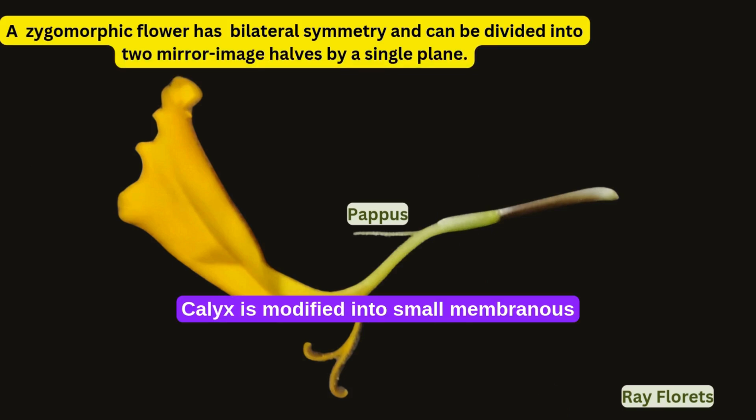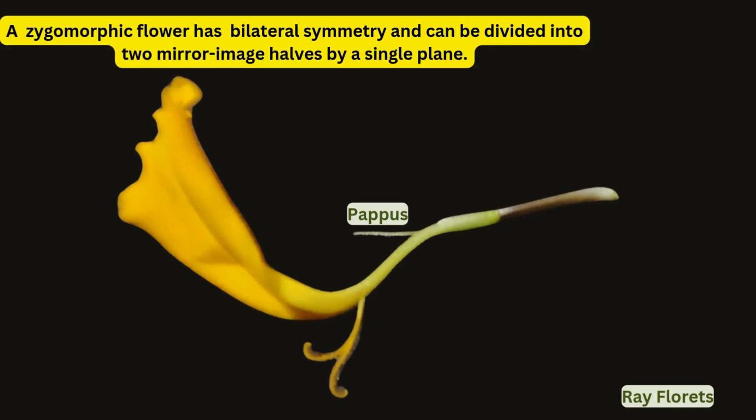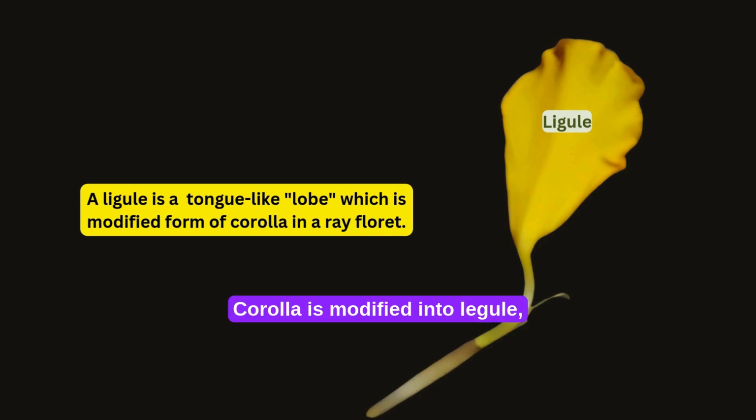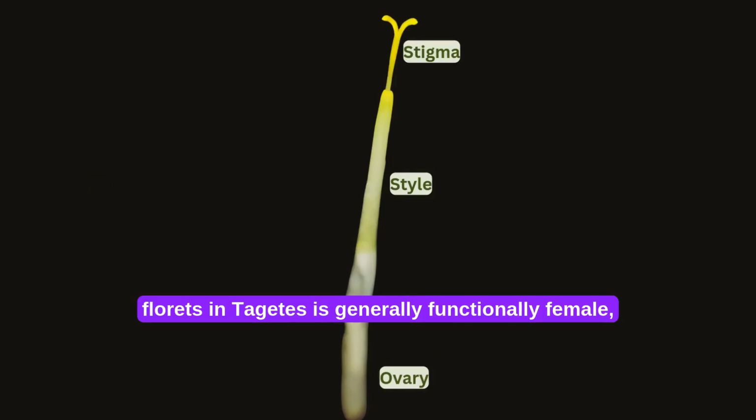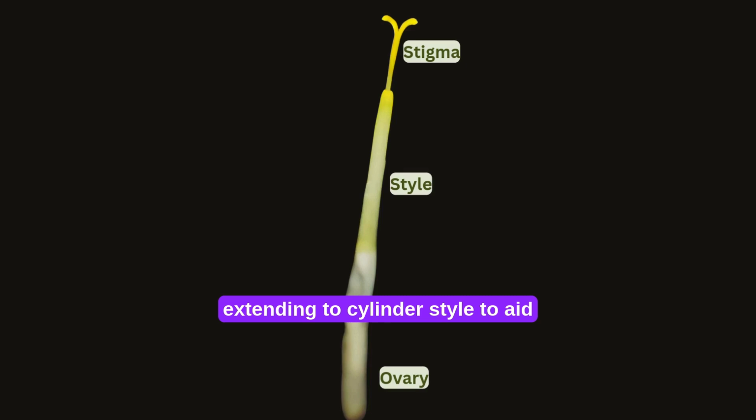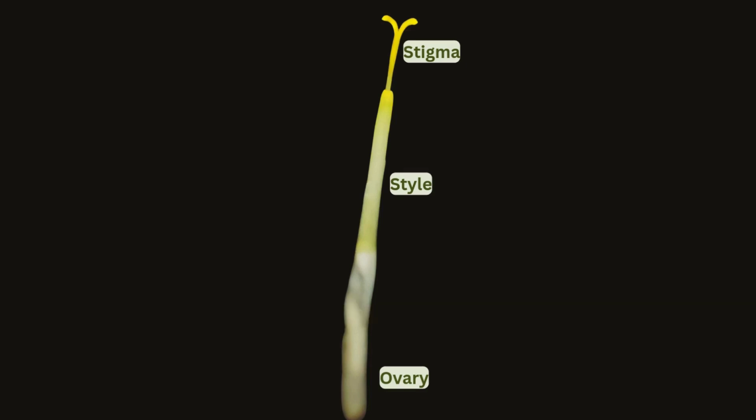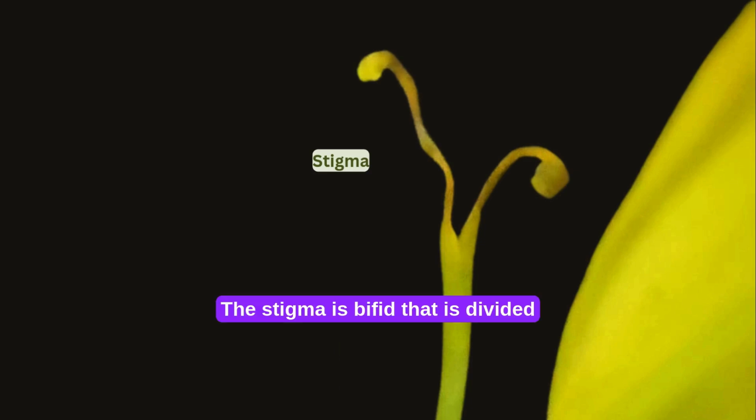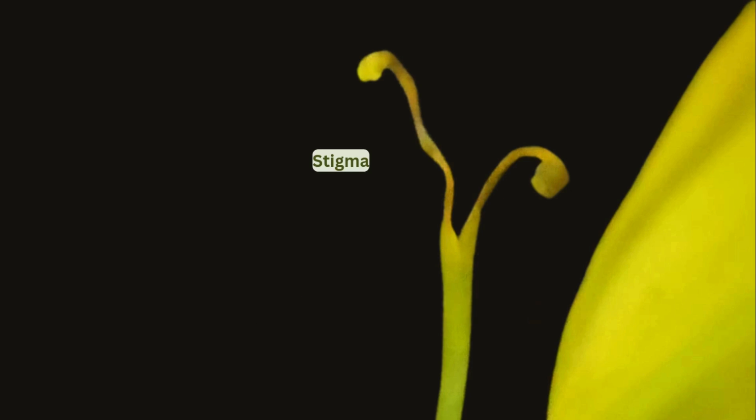Calyx is modified into small membranous structures called pappus, which may aid in seed dispersal or be entirely absent. Corolla is modified into a ligule, appearing as a flat strap-like structure that gives the flower its characteristic vibrant look. Ray florets in Tagetes are generally functionally female, composed of an inferior ovary, extending to a cylindrical style to aid in fertilization if functional. The stigma is bifid, that is, divided into two lobes, facilitating pollen capture.